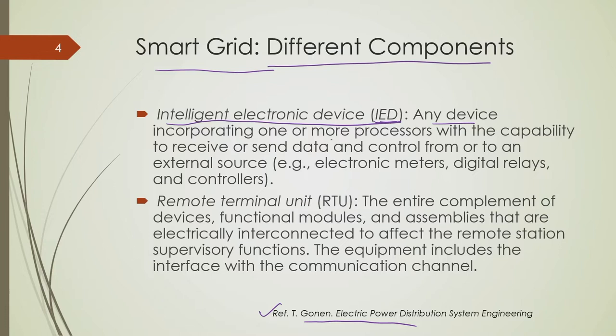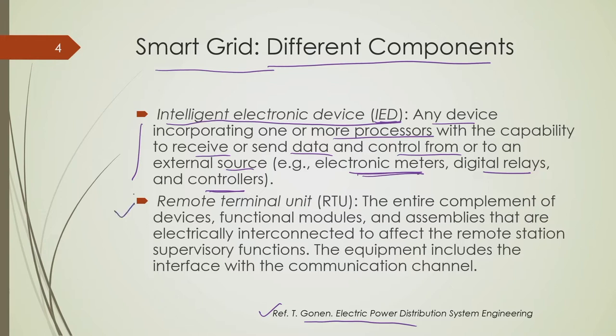Any device incorporating one or more processors, so that it can receive or send data and also can be controlled from or to an external source. So, any device which has a processor to receive or send data and has controllability is called an intelligent electronic device. Examples are electronic meters or smart meters. In fact, I will talk in a bit more detail on smart meters in the latter part of this module, and also digital relays and controllers. So, an intelligent electronic device should be capable of sending and receiving data, or in brief, it can communicate with other devices, and it has control ability.